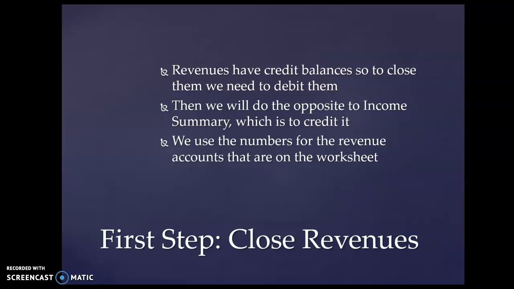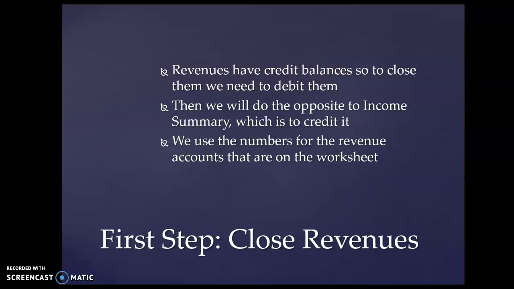Okay, so the first step that we said of closing was to close the revenues. Revenues have a credit balance. We know that from our debit and credit charts, that if we increase a revenue, that's a credit, so their normal balance is a credit. To close the revenues, we're going to have to debit them to bring them down to zero. So if I have a $100 credit balance in a particular sales or revenue account, I'm going to have to do a $100 debit. Then by the time I post it, it'll have a balance of zero.